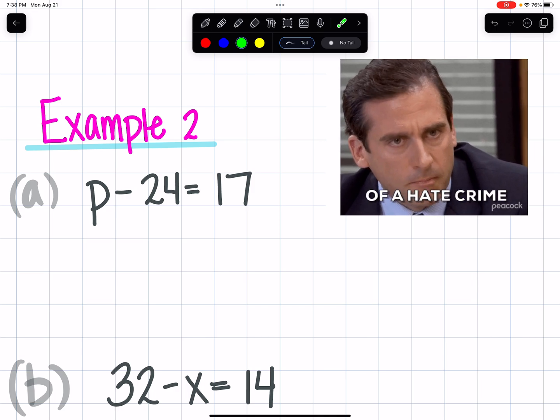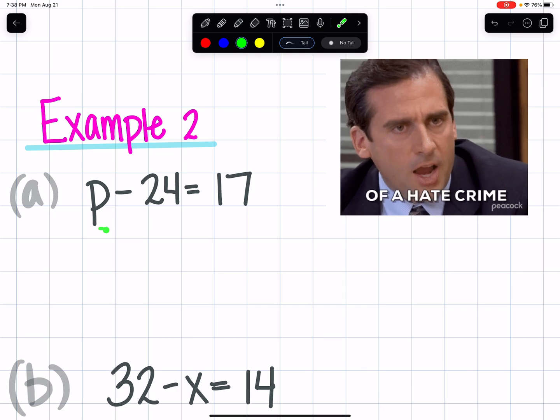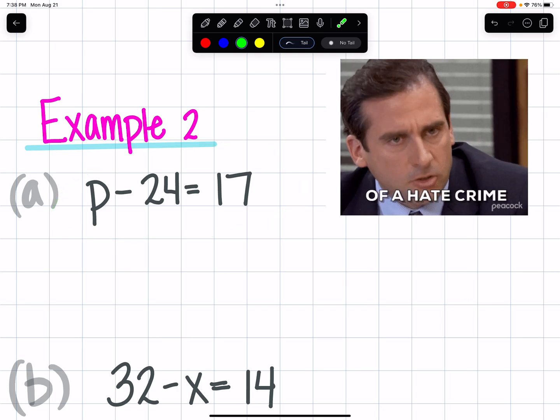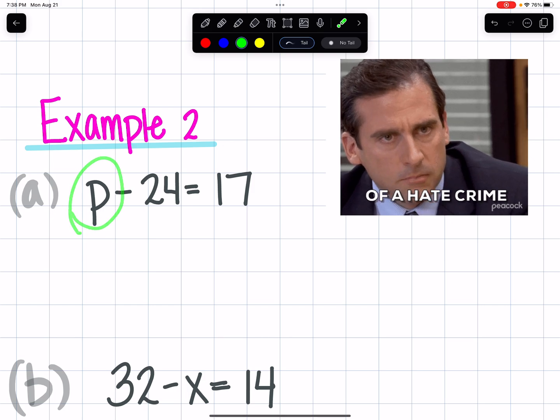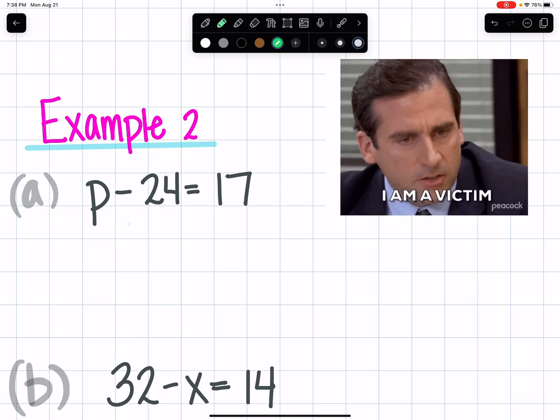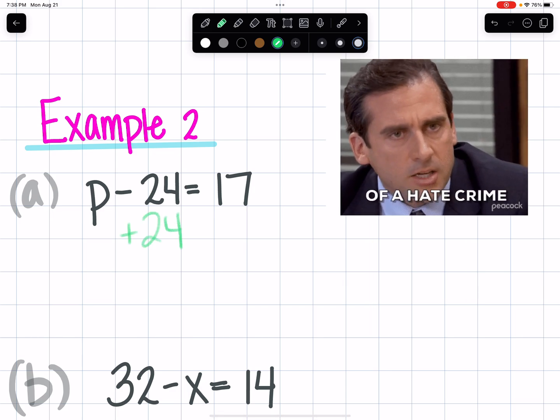Example 2, find the missing number in each equation. Let's start with this one. P minus 24 is equal to 17. Here we have a missing minuend, so we're going to add the other two numbers. But I like to think of it in terms of algebra, so I'm going to add 24 to both sides of the equation.